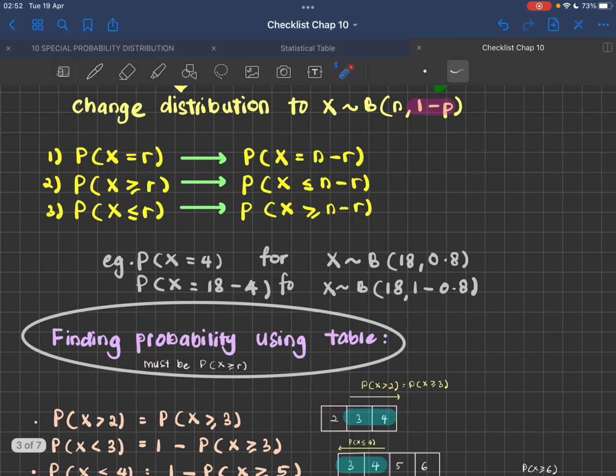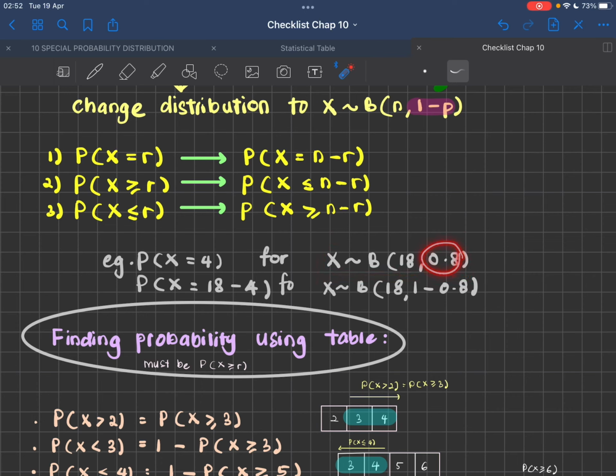So if you have X greater than or equal to r, you have to change the sign, which is less than or equal to, and then this will be n minus r. And if you have less than or equal to r, you have to change the sign, that will be greater than or equal to n minus r.